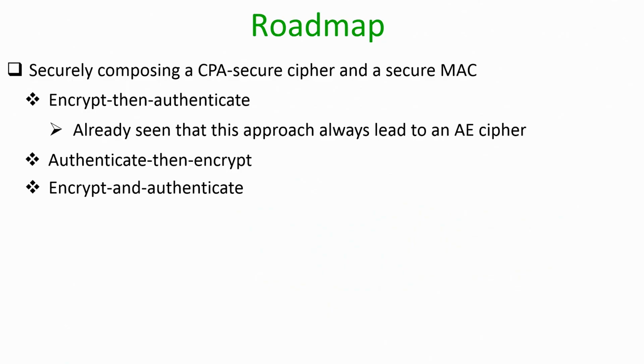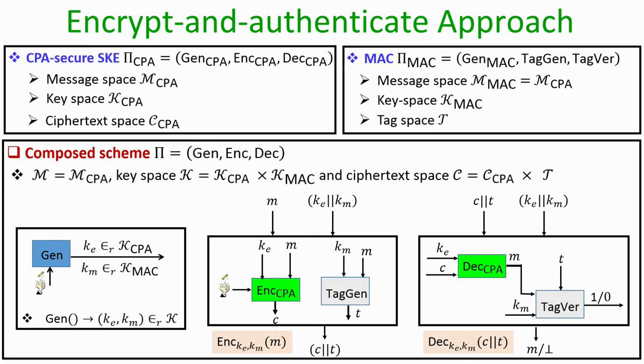Welcome to this lecture. So, the plan for this lecture is as follows. In this lecture, we will continue our discussion on how to compose a CPA secure symmetric key cipher and a secure MAC generically to obtain an authenticated encryption scheme. We had already seen one approach in the last lecture, namely the Encrypt-then-Authenticate approach, which always gives you the guarantee that the composed scheme is an authenticated encryption cipher. In this lecture, we will discuss two other approaches, namely the Authenticate-then-Encrypt approach and the Encrypt-and-authenticate approach.